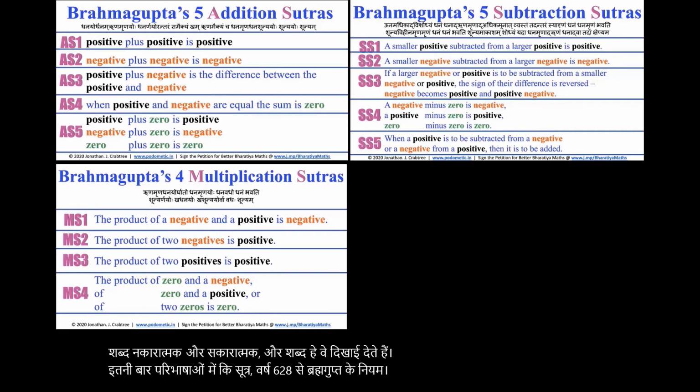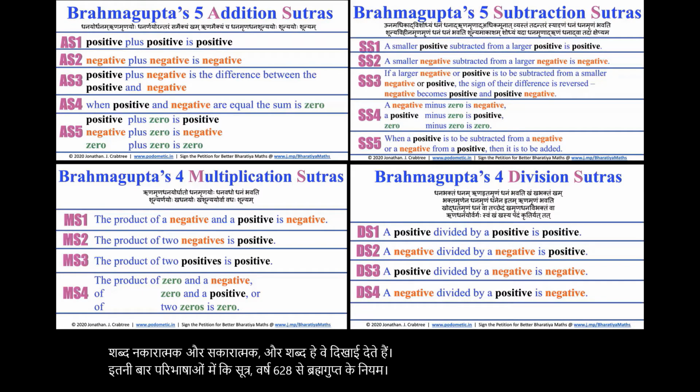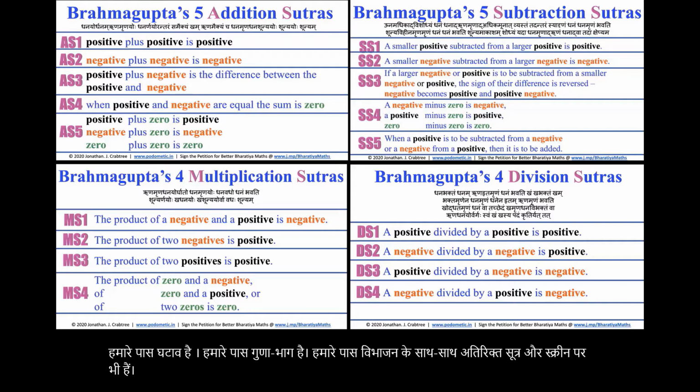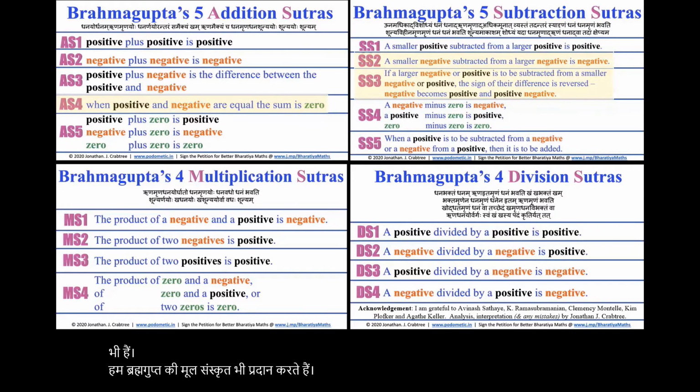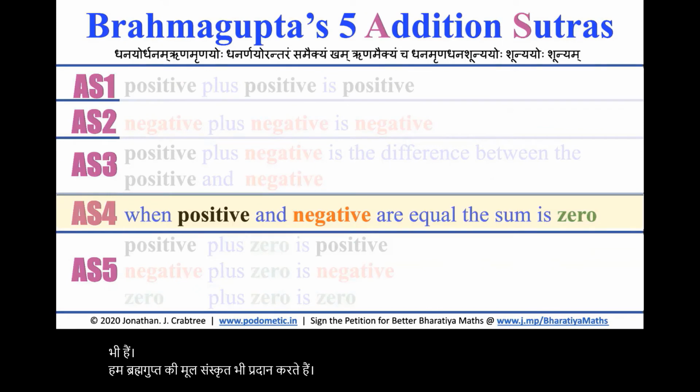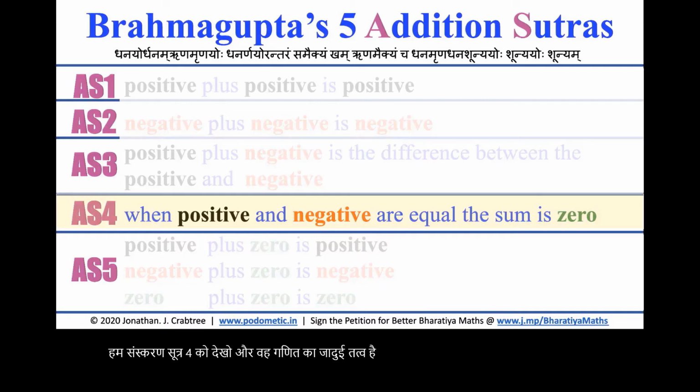We have subtraction, we have multiplication, we have division as well as the Addition Sutras. And on the screen, we also have Brahmagupta's original Sanskrit. Now, we look at Addition Sutra 4, and that is the magical element of mathematics that got lost when Brahmagupta's zero went to the Middle East on its way westward.